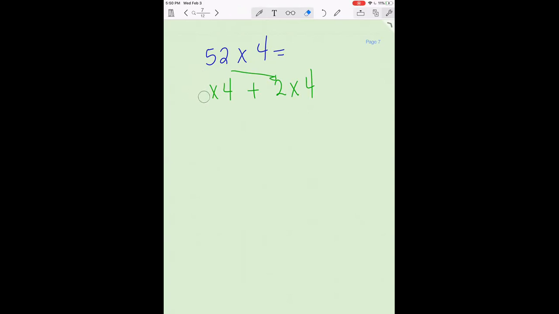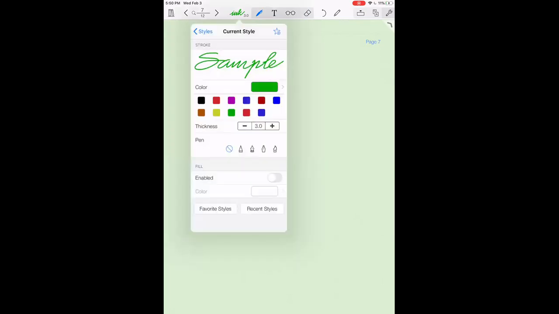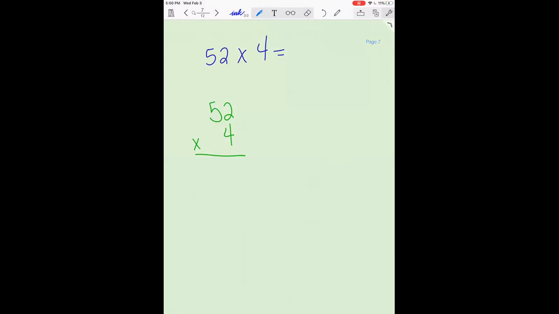So how we do this when we're stacking our numbers is we write our equation, so 52 times 4. You always want to make sure that your ones line up. So in 52, 2 is in the ones place and 5 is in the tens place. So you want to make sure that that 4 lines up with your ones. So I'm going to go ahead and label them because that's going to help me out later. This O is for ones and then the T is for tens.